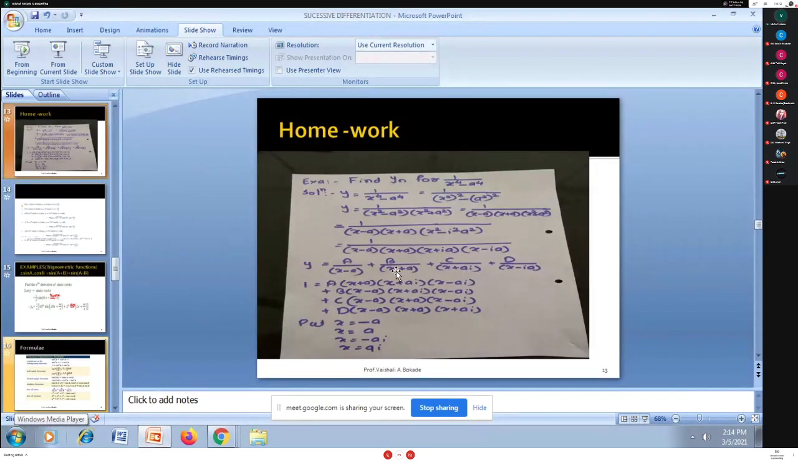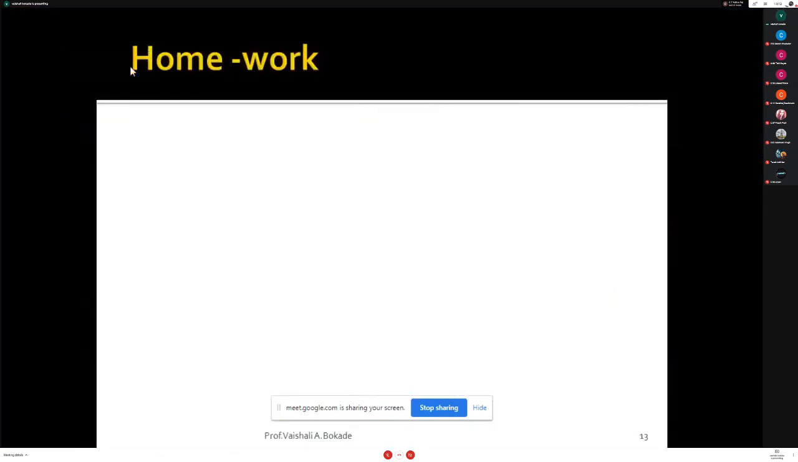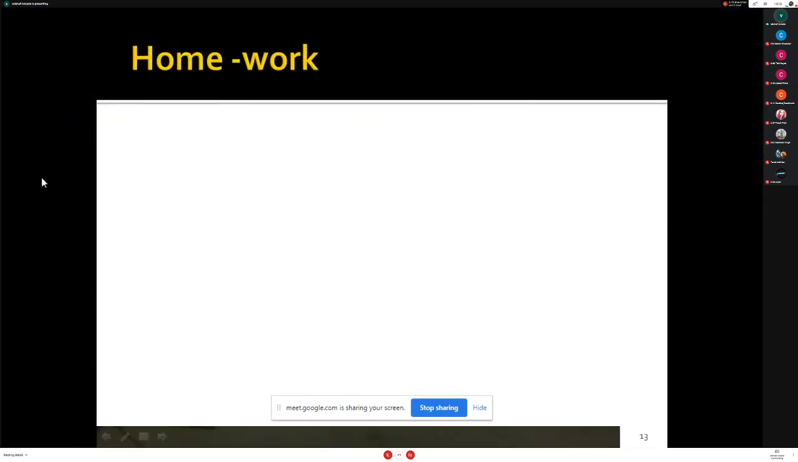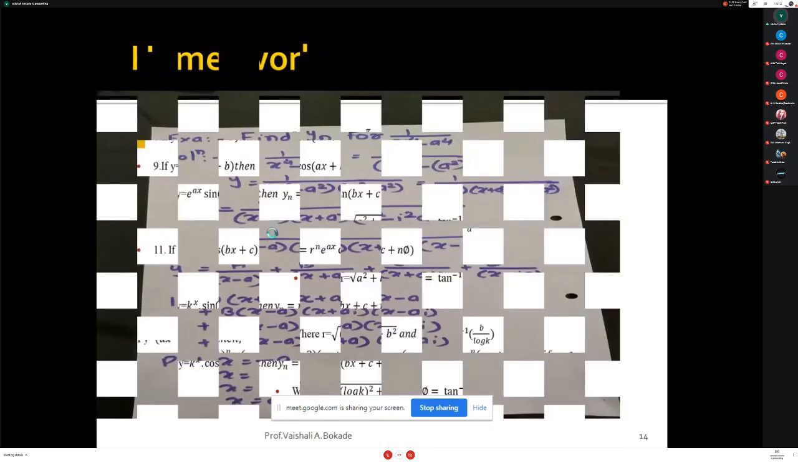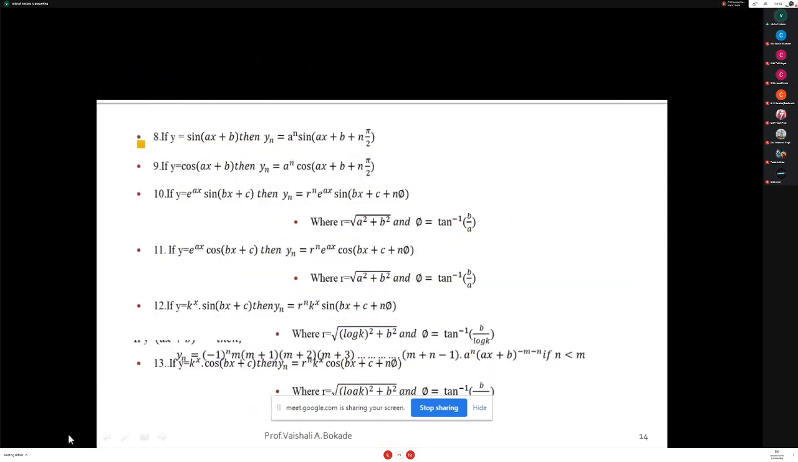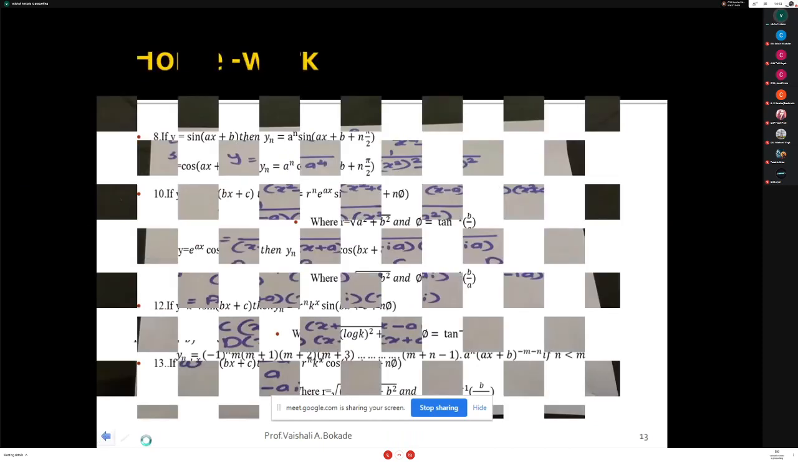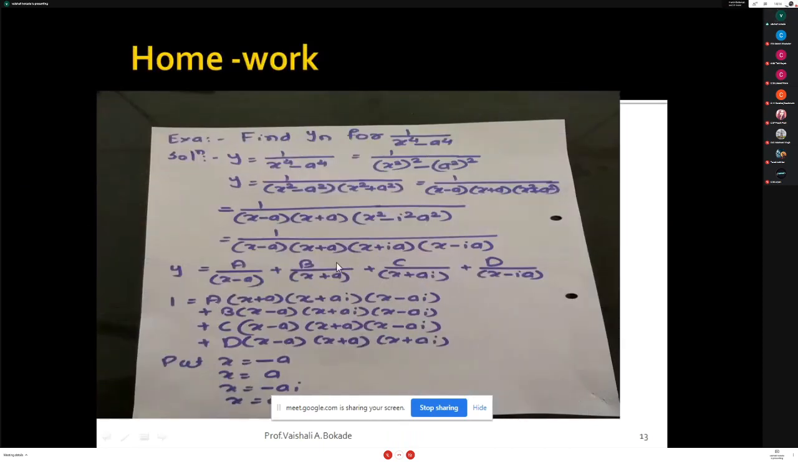Now I'm going directly to slideshow mode, and in this slide I'm giving you a homework problem. I have to find yn, the nth derivative of the function 1 upon x raised to 4 minus a raised to 4.